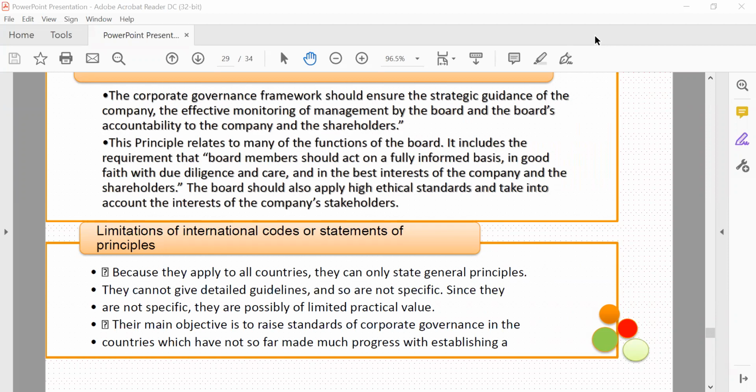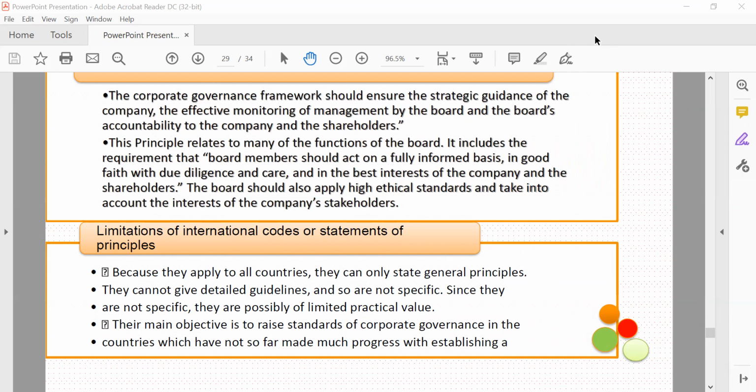Today we continue our discussion on OECD principles when it comes to corporate governance. We touched on the 6 principles that the OECD looks at, and today we'll be continuing with the last part of it, which talks about the limitations of international codes or statements of principles. What are the limitations? Let's dive into it.